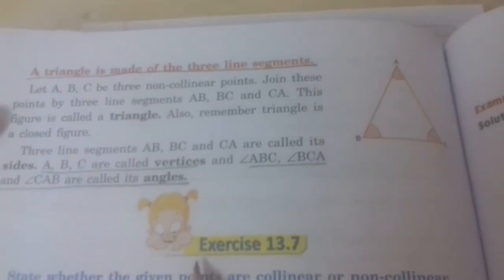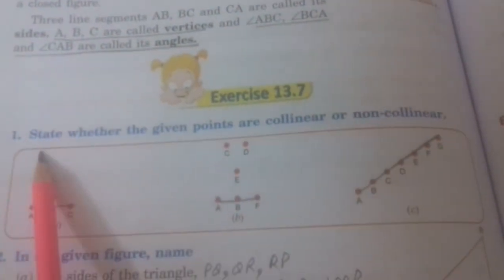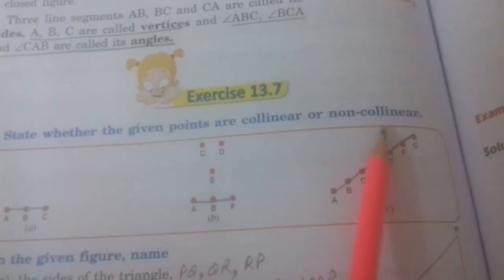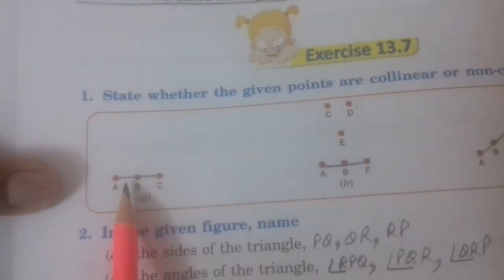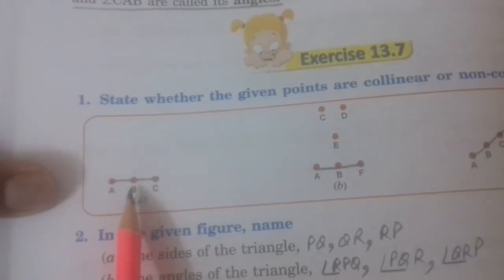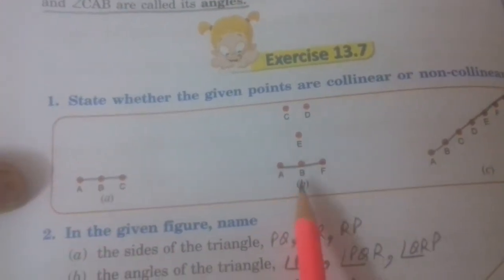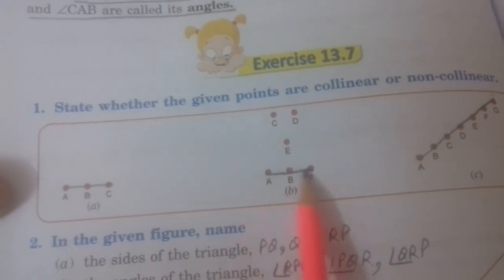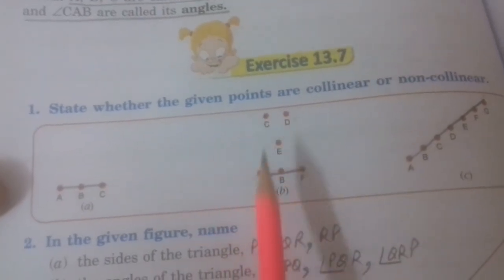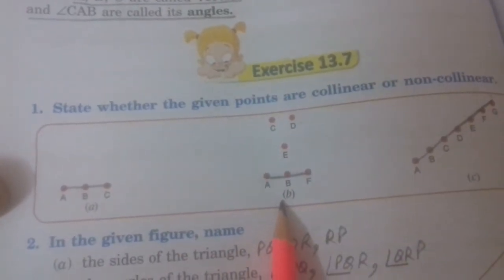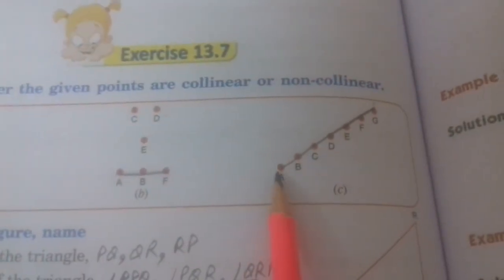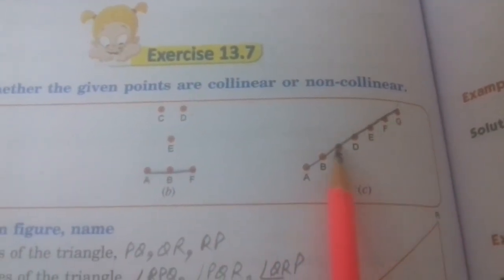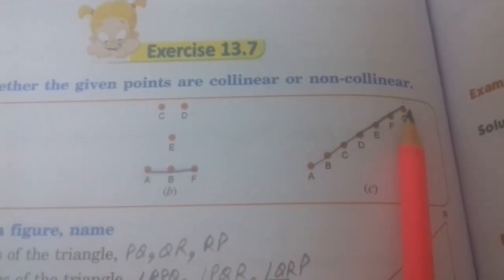Exercise 13.7. State whether the given points are collinear or not. First, you can see, children, if I join all the points, it is a straight line. So these are collinear points. B part: A, B and F are in the line but these points are not in the line. So these are non-collinear points. Third part: I have drawn the line and you can see all the points are in a straight line. So these are collinear points.